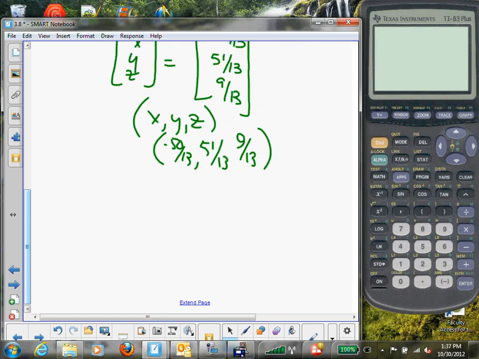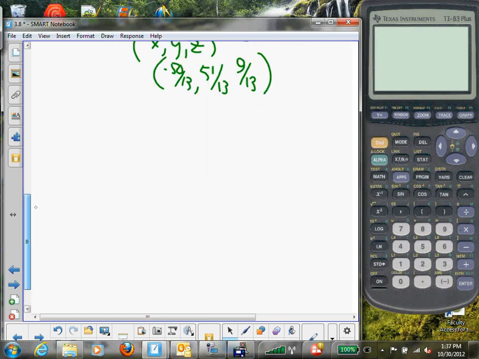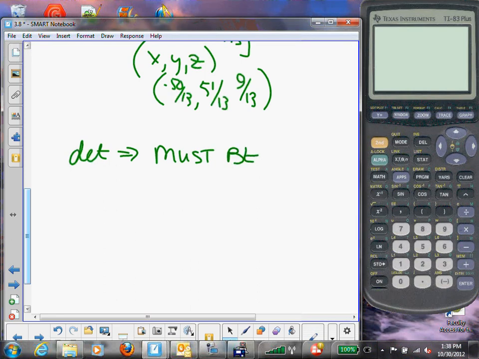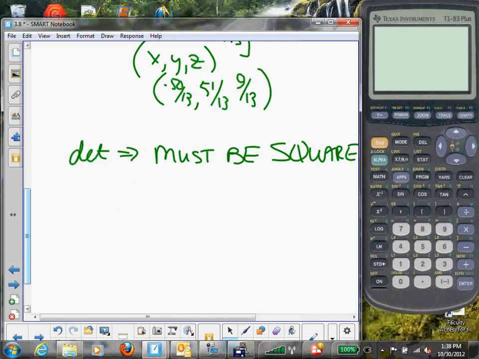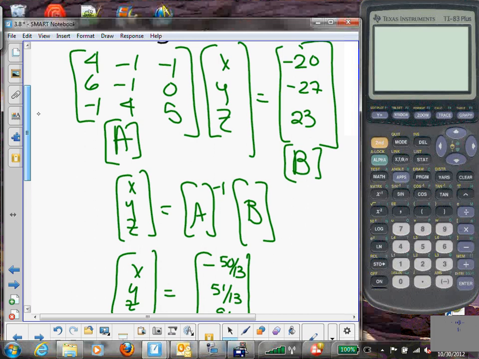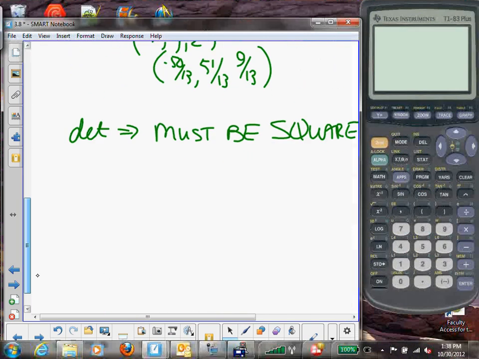There's one other thing that's not on here. Remember, to do a determinant, you need what kind of a matrix? Must be a square matrix if you're going to do a determinant. Okay? So I think your determinant for this X, Y, Z, right? You can do that because that's a 3 by 3, correct? So let's find the determinant of this last A.